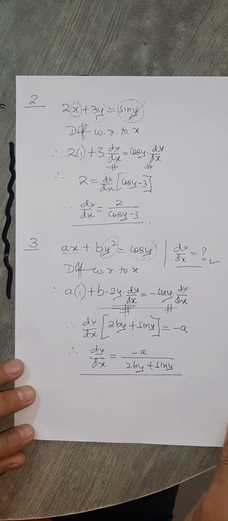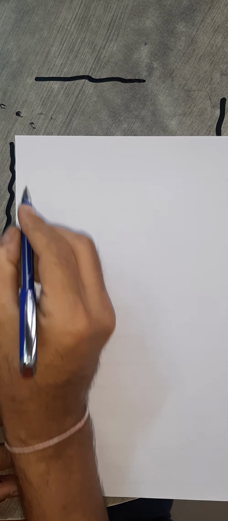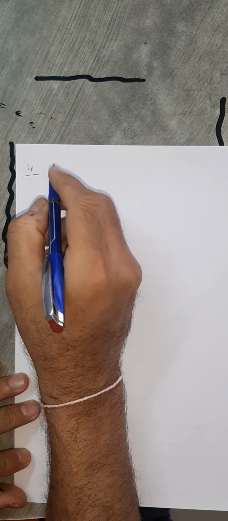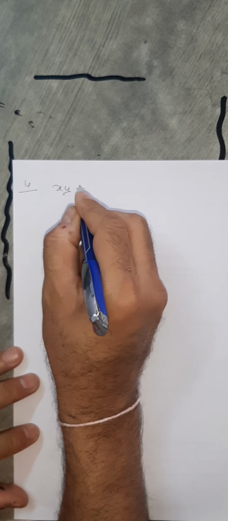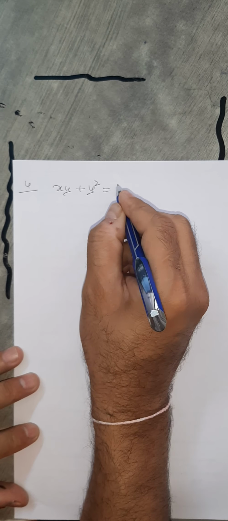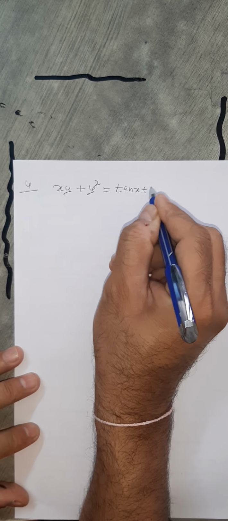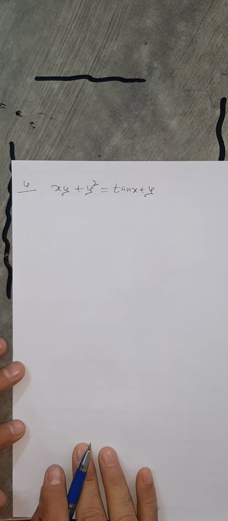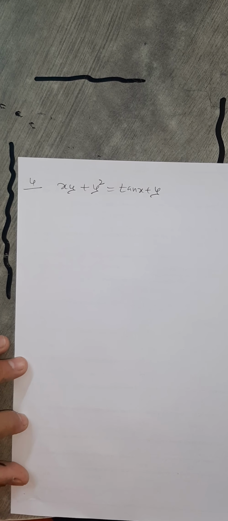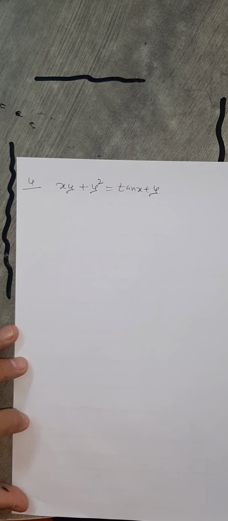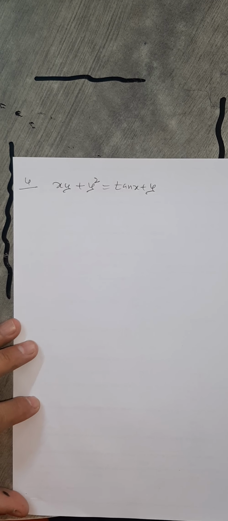Next question. The next question, question number 4. Let me go to the fourth question. The fourth question, you have xy plus y square equals 10 tan x plus y. This is again just I'm reminding you, for you it's not important. This is implicit function, mixed equation of variables. Remember, all variables are there in a single equation.